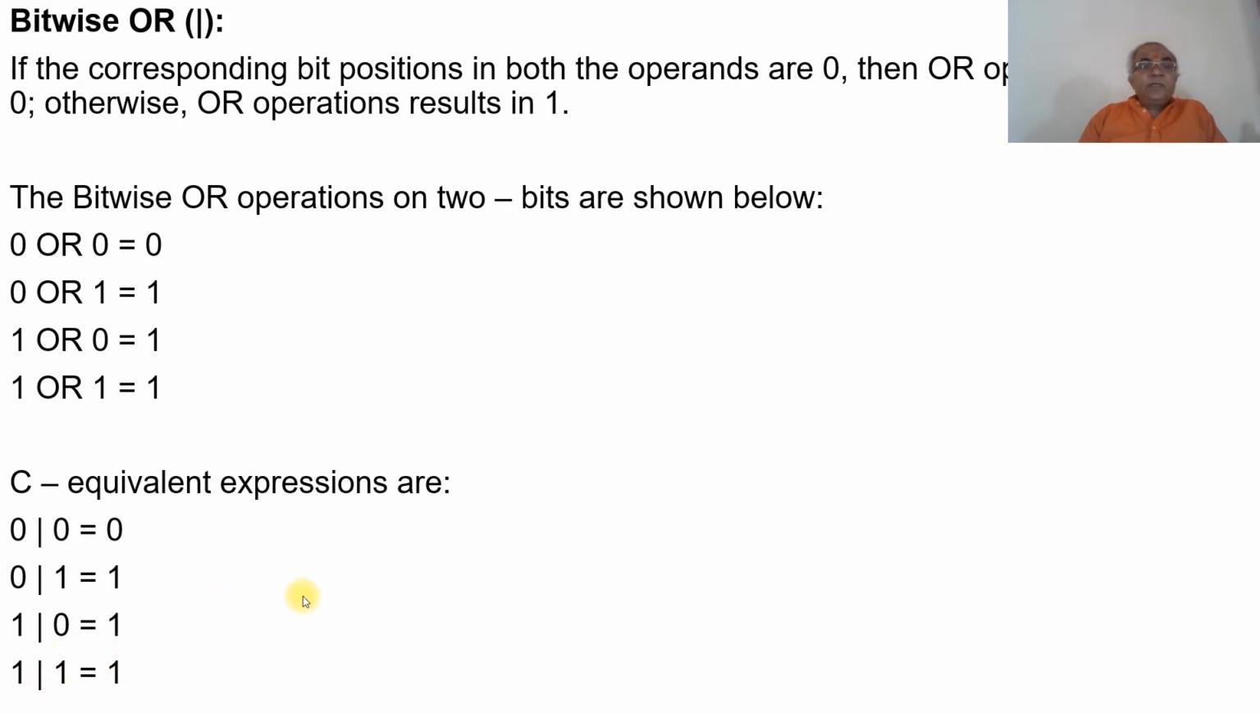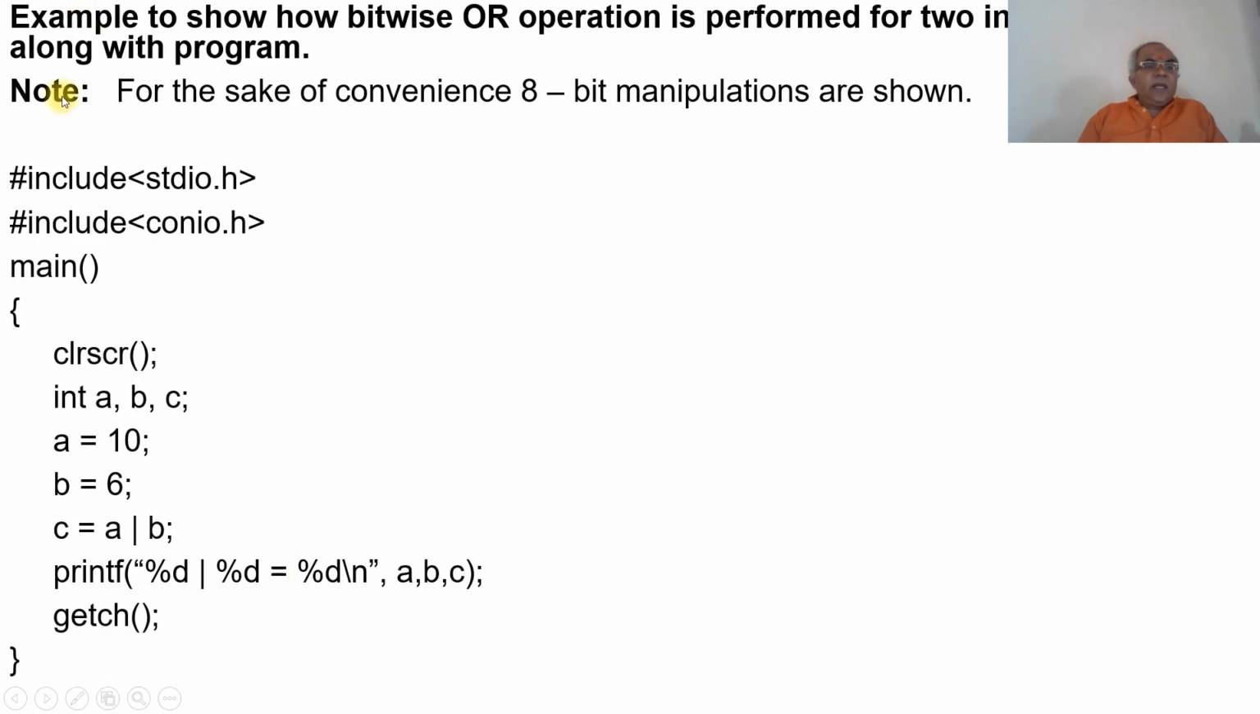Now let us take an example to show how the bitwise OR operation is performed for 2 integers, 10 and 6, along with the program. So to do that, for the sake of convenience, 8-bit manipulations are shown.